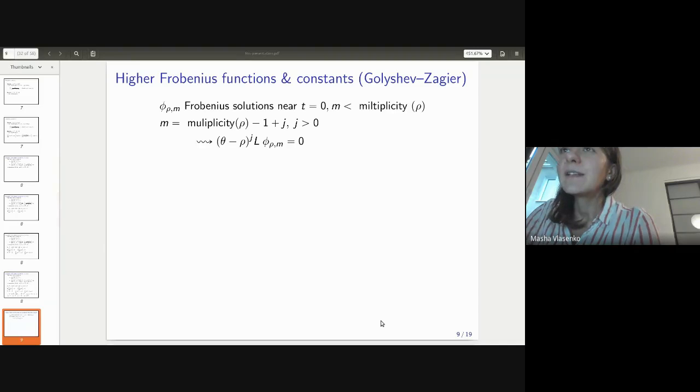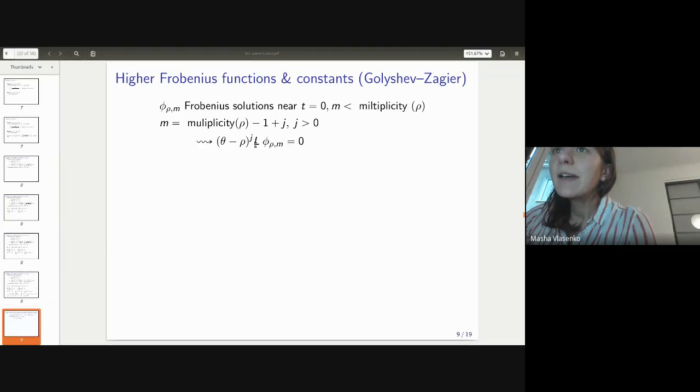And now I want to make a remark, which is a quite recent point that appeared in the literature in a paper of Golyshev and Zagier about gamma conjecture and mirror symmetry. They proposed to consider not only Frobenius solutions, which I called phi rho m, where m was the index between 0 and the multiplicity of rho. These are the Frobenius solutions to a differential operator L. But Golyshev and Zagier say that we can go higher and produce an infinite sequence of functions, basically as follows.